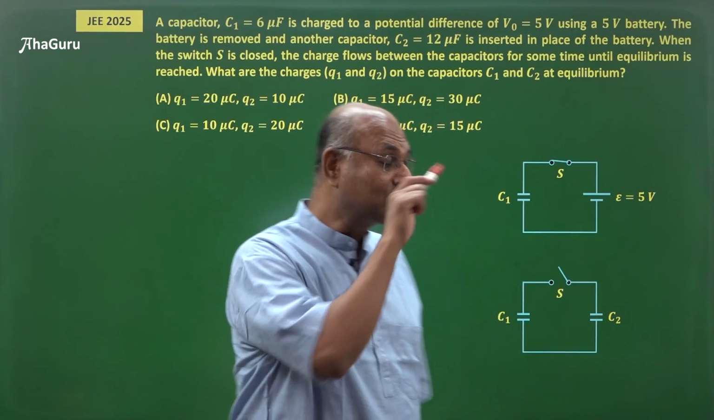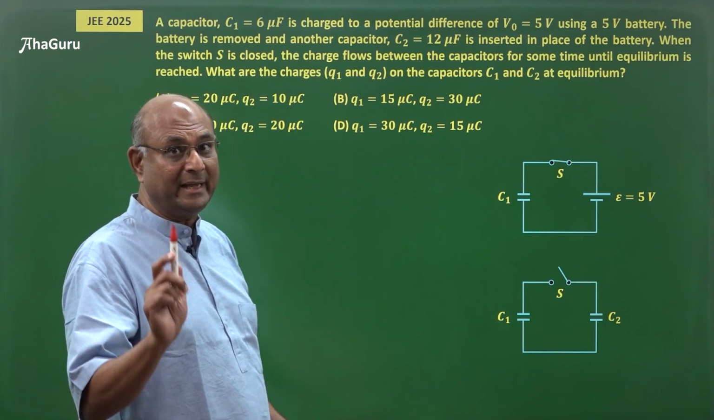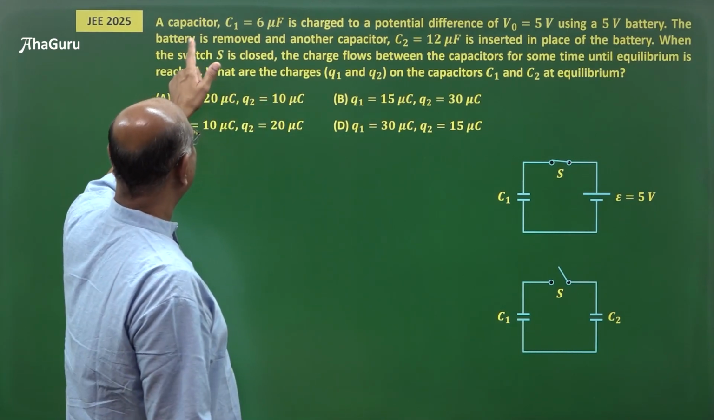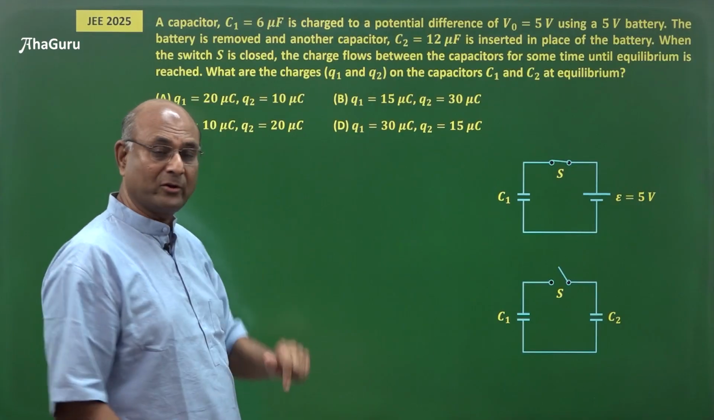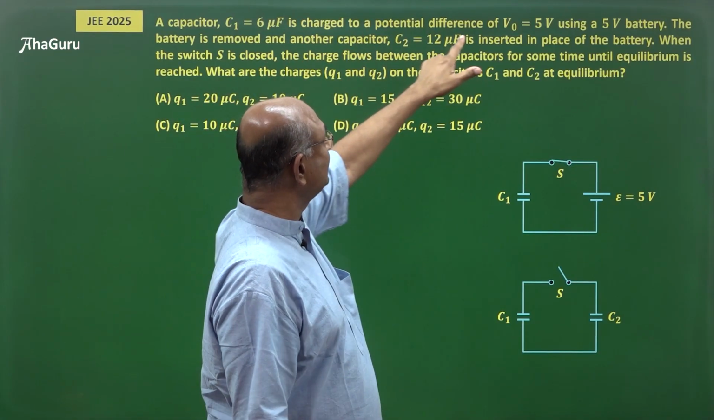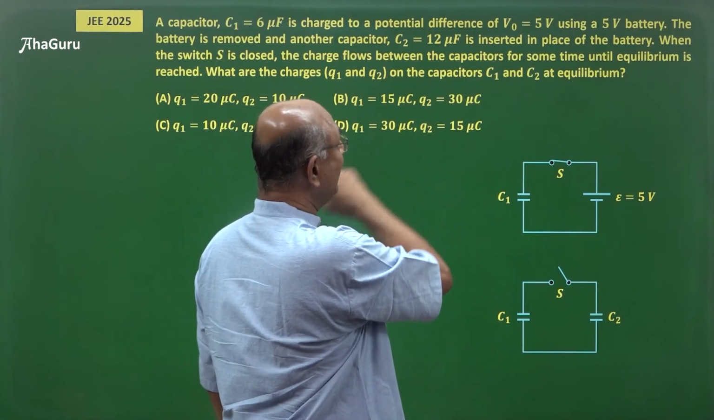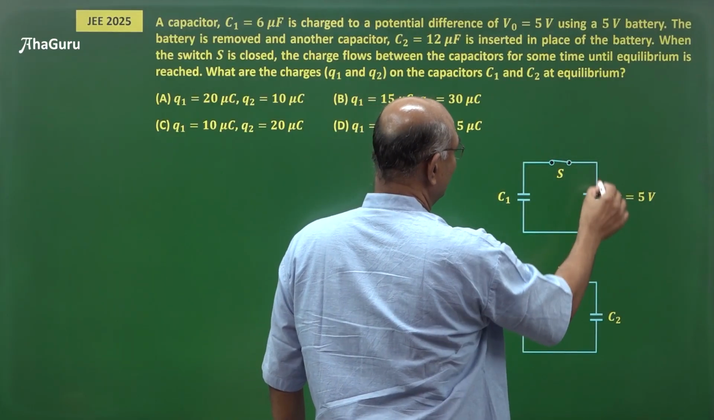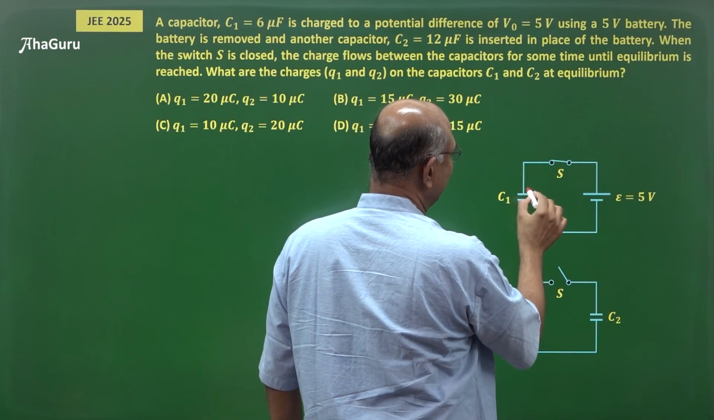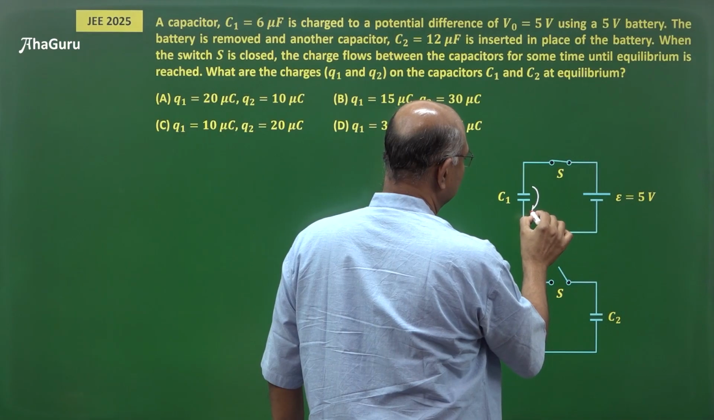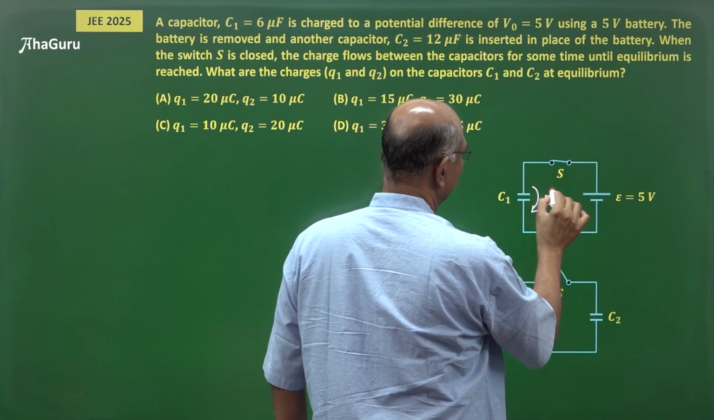Let us now see how to solve this question that appeared in JEE in 2025. A capacitor C1, 6 microfarad, is charged to a potential difference of 5 volts. So this is 5 volts. That basically means once the switch is connected here, this will be 5 volts. This will be 5 volts, right?